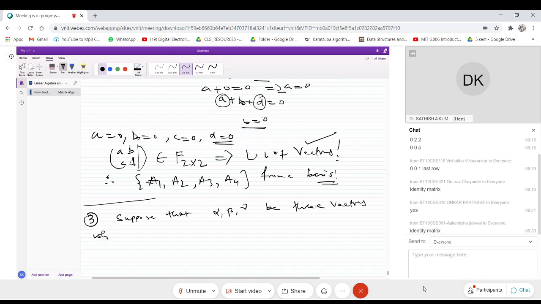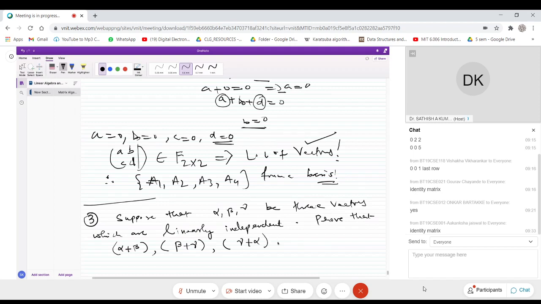three vectors which are linearly independent. Prove that alpha plus beta, beta plus gamma, gamma plus alpha are linearly independent.